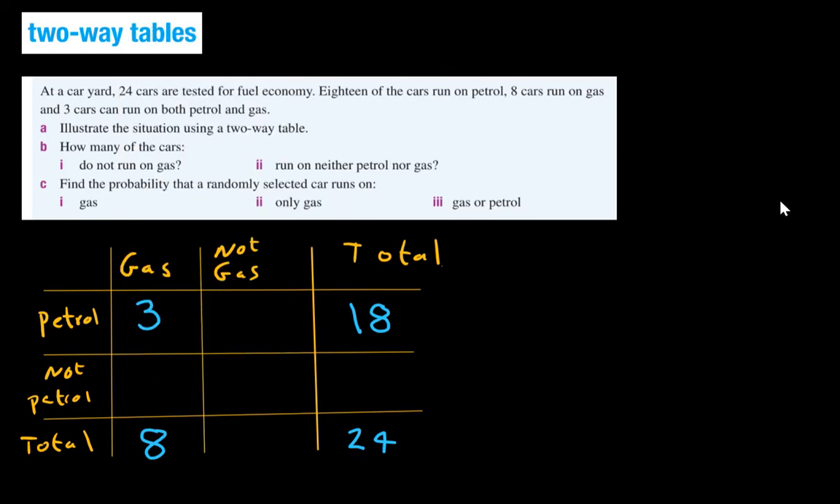Okay, so what do we need to add on to, and it's just as simple as this. Once we get the totals and the other values, we can subtract to find the missing values. So not gas is going to be 18 minus 3, which is 15. We need to add 5 here, we need to add 6 here. So we need to add 1 there, and we're going to get a total of 16.